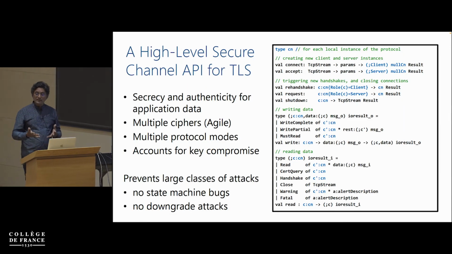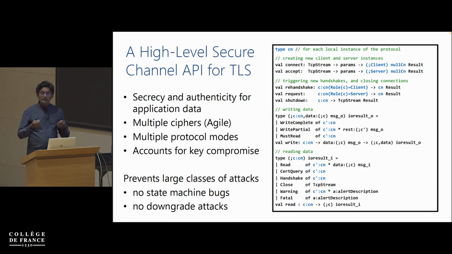And finally, what do we get? We get that the whole stack that I showed you meets a high-level secure channel API, which is not terribly different from the API that OpenSSL provides for TLS. The application doesn't need to care about what TLS is doing, but it gets secrecy and authenticity for all the application data that is exchanged.